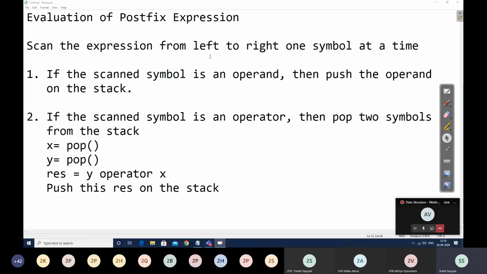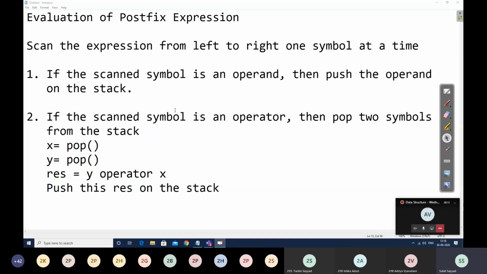So what is the next thing that I scan? The next thing that I scan is the plus sign. What is plus, operator or operand? It is an operator. So if the scanned symbol is an operator, what do we do? We perform pop.